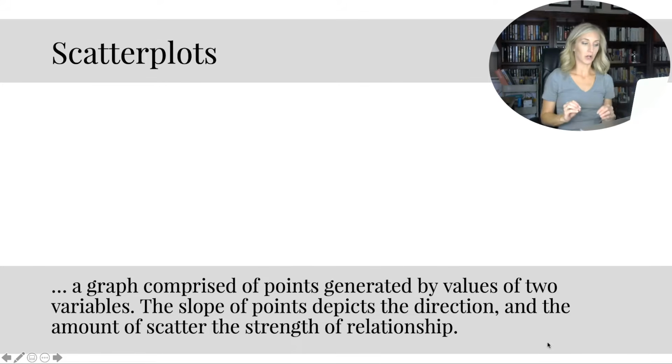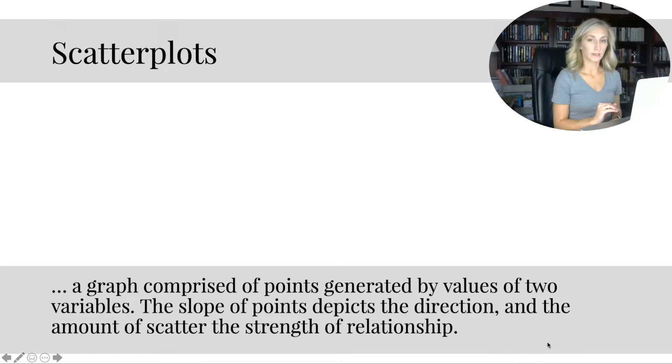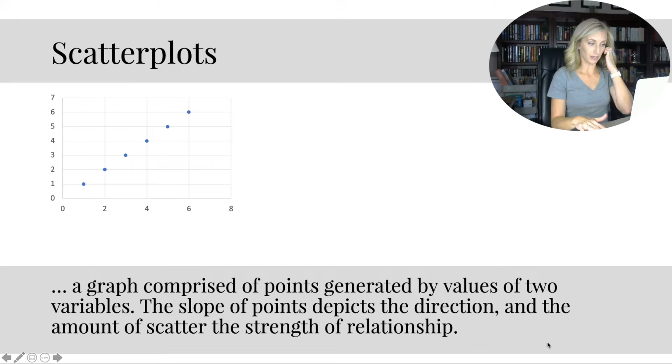Now, scatter plots are a graph that's comprised of points generated by values of two variables. A scatter plot is a graphic representation of a correlation. I want you to write that down. If you need to pause and rewind, please do. A scatter plot is a graphic representation of a correlation. So it's just a correlation on a graph. That's all it is. So the slope of points depicts the direction. So the slope of the points, the line of best fit, shows you the direction, and the amount of scatter shows you the strength of the relationship.